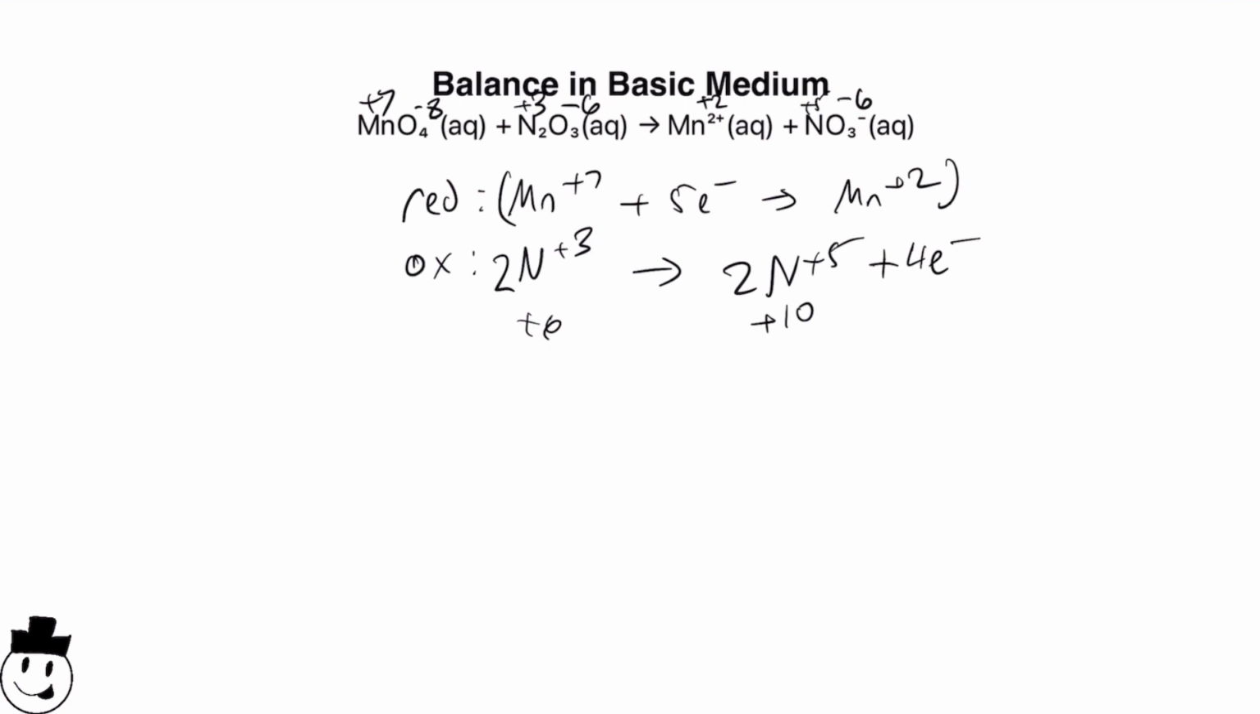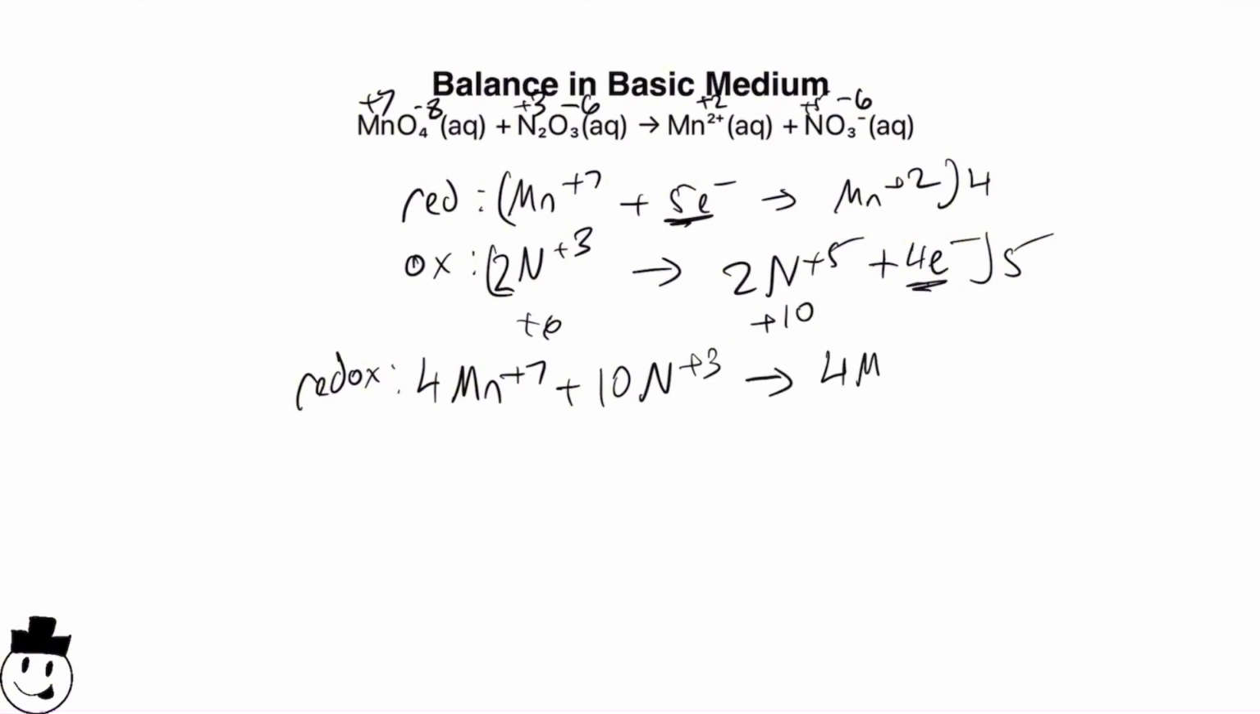Awesome. Now you want to multiply both sides by something that makes the electron transfer the same. So I would do 4 and 5. And so now the balanced redox equation will be as follows: 4Mn+7 + 10N+3 yields 4Mn+2 + 10N+5. Yes, all the electrons get canceled out, and this is our balanced redox equation. We can check this by seeing that the left side has 58 as a positive charge, and this side also has 58 as a positive charge, and they all have the same number of atoms and whatnot. Awesome. Now we have to add those coefficients to the full balanced basic equation.